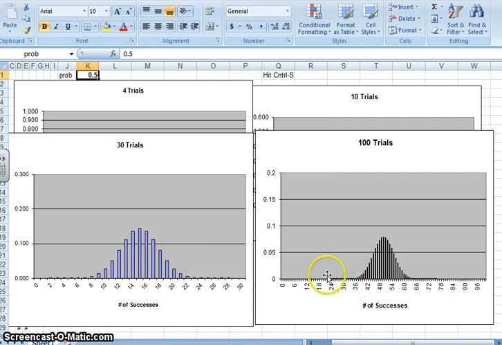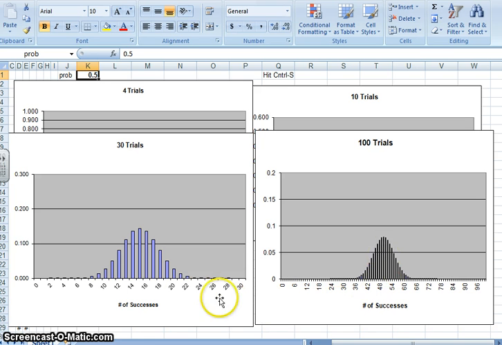Now, the 100 is better than the 30 because this has got less outcomes than this. So if we're approximating a normal curve with a binomial model, we're going to have more error here than we are here. Okay? So when is a normal model appropriate? Well, the closer to 0.5 that we are, the better it's going to be. And also the bigger n is, the better it's going to be.